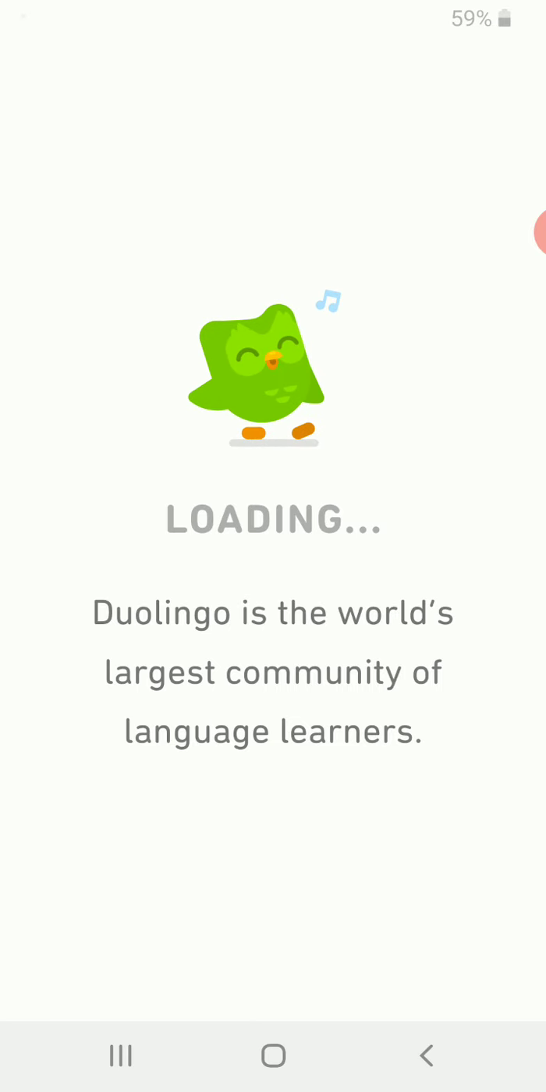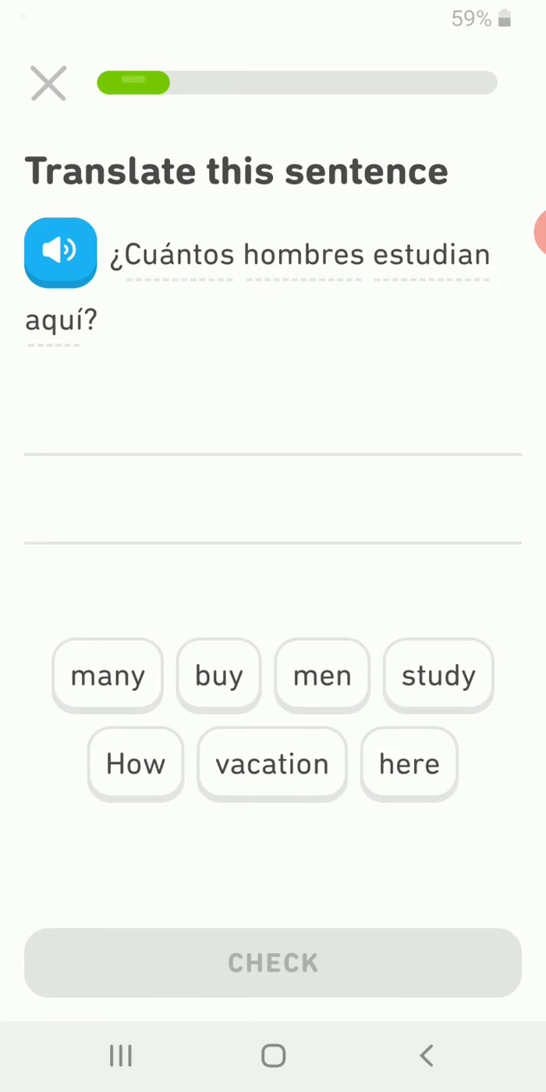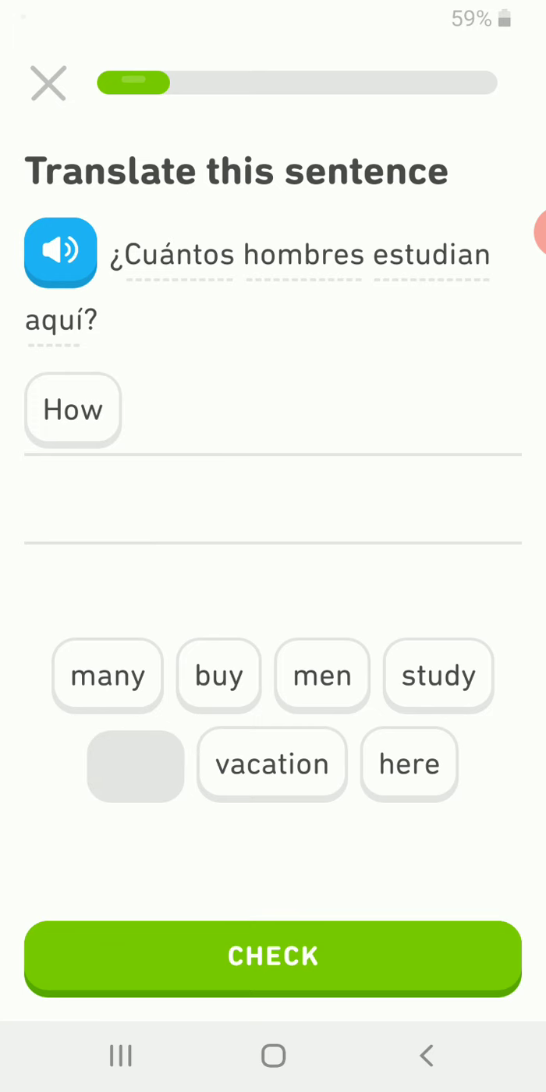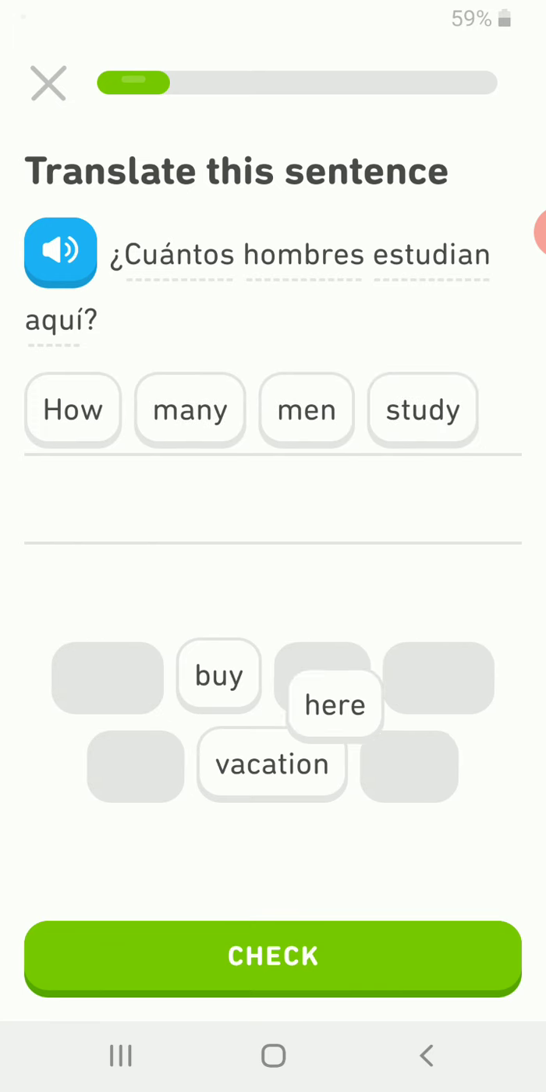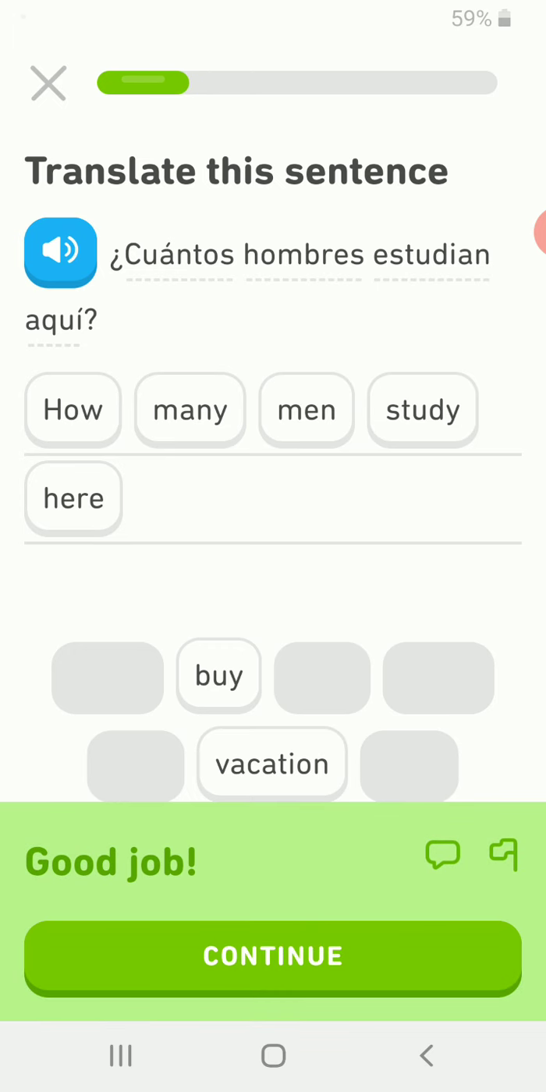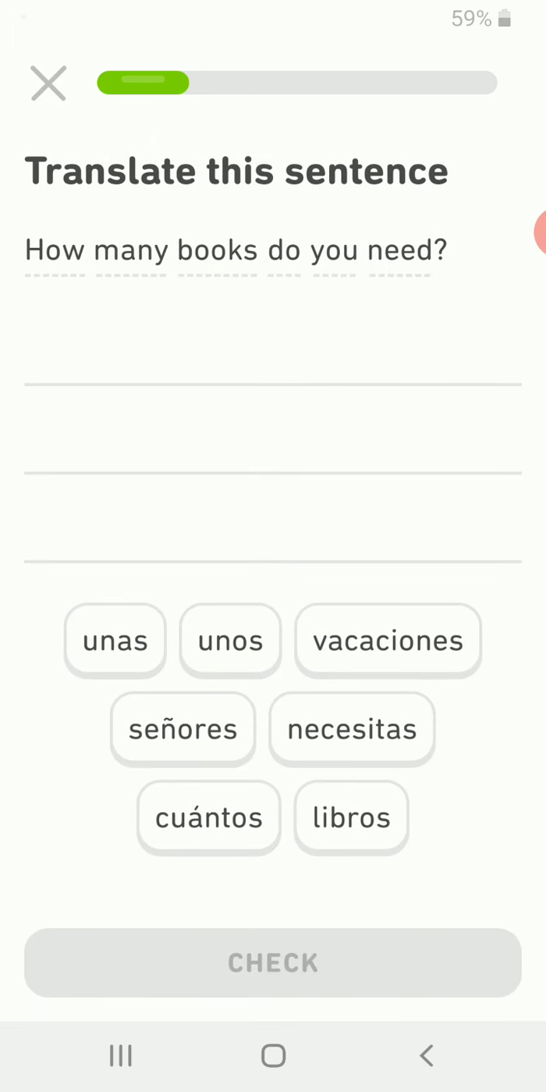Duolingo is the world's largest community of language learners. ¿Cuántos hombres estudian aquí? How many men study here? But these are just all easy exercises. There's nothing new, there's nothing challenging here. It's just to not get rusty.